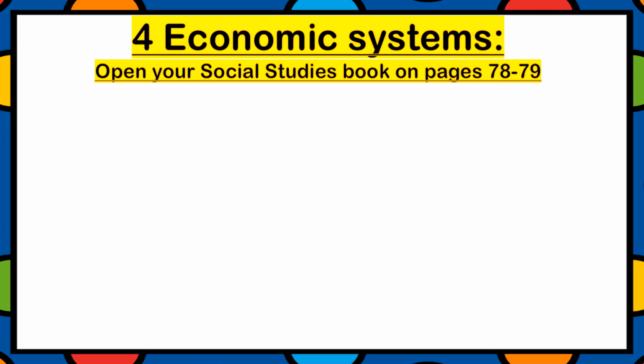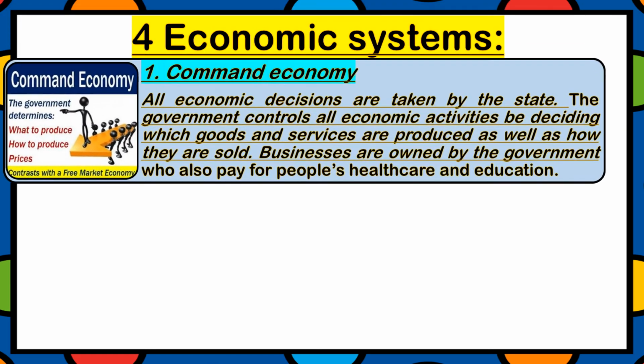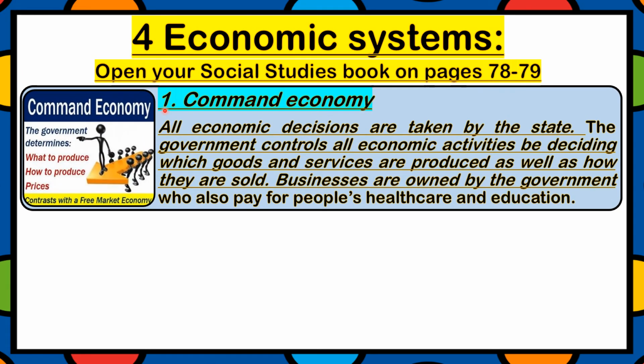Now class, let us study about the 4 economic systems. So the first one is command economy. So what is command economy? So it's all economic decisions are taken by the state. Of course, when you say by the state, it means by the government. So the government controls all economic activities, deciding which goods and services are produced, as well as how they are sold. Businesses are owned by the government, who also pay for people's healthcare and education.